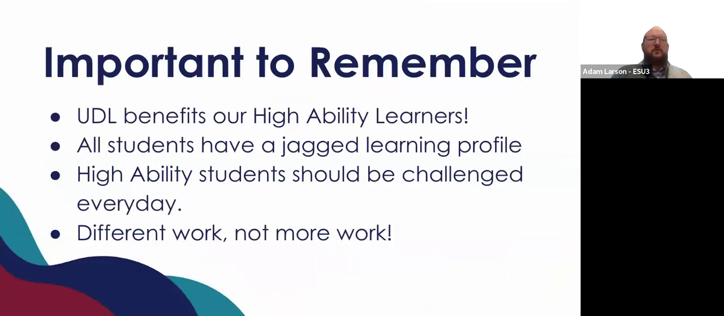So when we think about universal design for learning and how that interacts with high ability learners, we really need to remember that UDL is meant for all learners. And while often we tend to think about the students that need more support, really at its core, UDL is about giving all students what they need when they need it. And so for our high ability learners, that a lot of times is not more work, but different work.